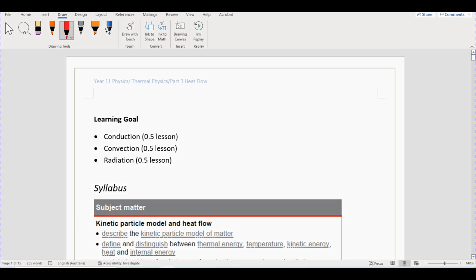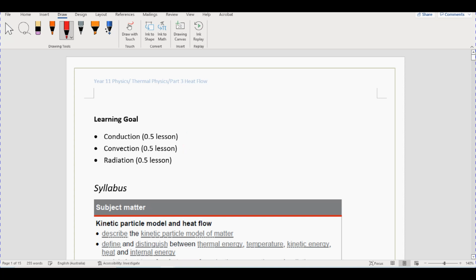Okay, so this is our second video of the modes of heat flow. So the learning goal, the first one, conduction, we've done. Right now we're on convection. And so what do we mean by convection?